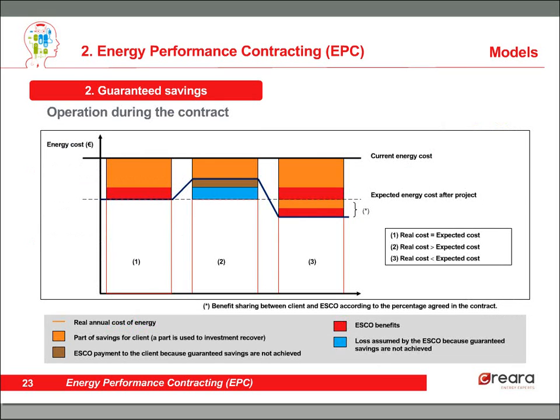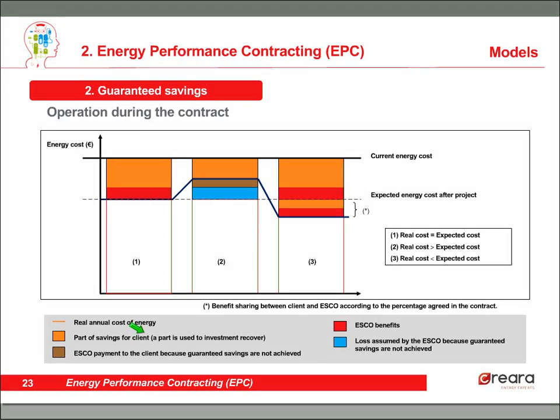Now here we would see, as we've seen before, the three scenarios we can find under guaranteed savings. We have the current energy cost. This would be the expected at this level, and then we have scenario 1 where we match the real cost, which is equal to the expected cost. Under scenario 2, real cost is much higher than the expected, and under the third scenario, real cost would be lower than expected.